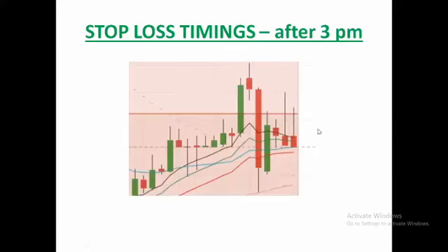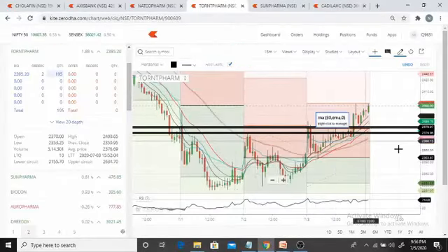Now let me show one example. Can you see here? This is after 3 o'clock, after 3:30, whatever. This is the time. Let's say you sold it off here. Now you place a stop loss here, at resistance. See, it just went up and the stop loss was broken, right? So this is an example.